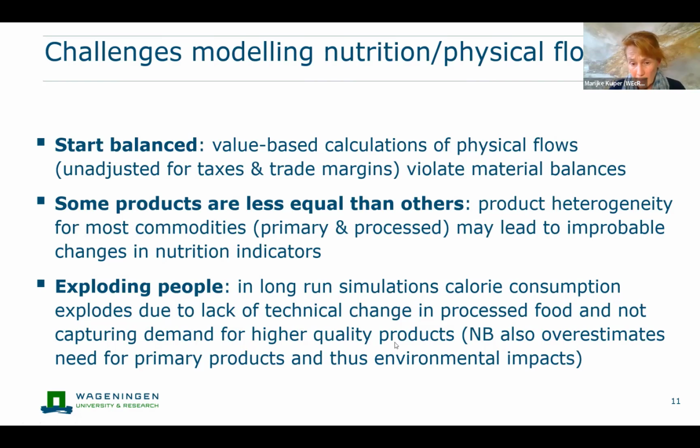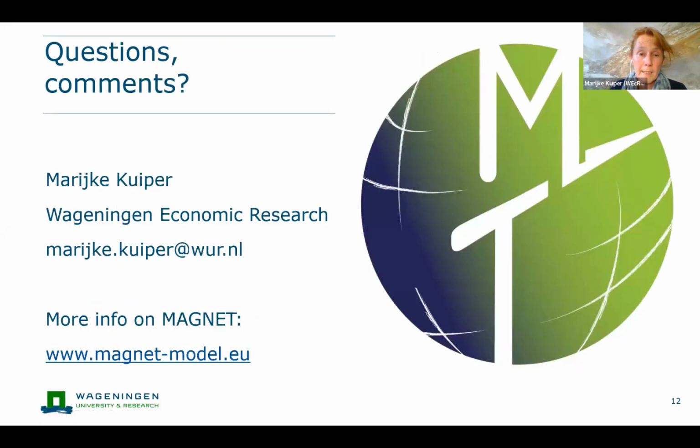And to link back to something Tom said at the beginning on the planetary boundaries, it's also very relevant for that discussion, because it overestimates the amount of primary products that you need for food production or food consumption. It will thus also overestimate the environmental impacts of food consumption. So maybe the extent to which we exceed the planetary boundaries is less if we better capture this change in the processed food sector. That's all from me.